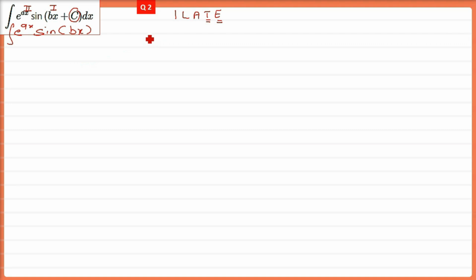Now applying the formula of u into v, that is two functions multiplied, how to do the integration of that thing. You already know the formula like this. Start with u, then integration of v with respect to dx, minus integration of the differentiation of the first function, then the integration of the second function again with respect to dx, and then we will integrate this again with respect to dx again.